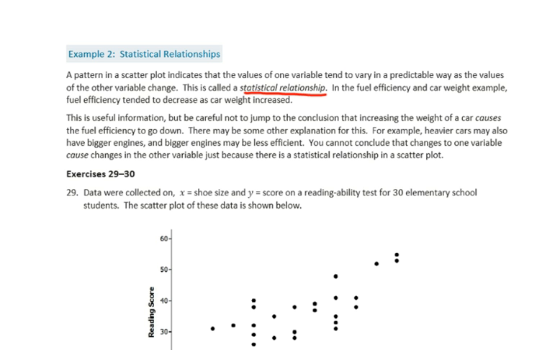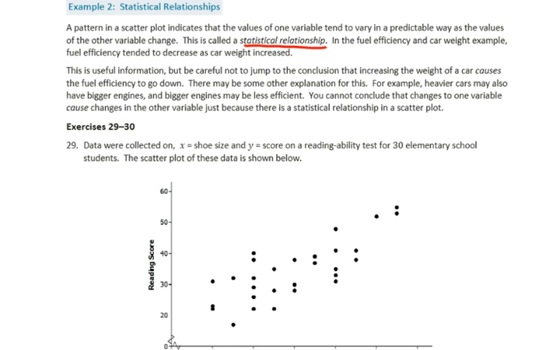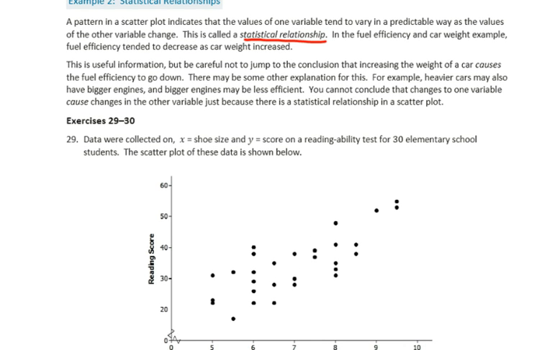So that's true, there is a relationship, but we're not sure exactly what it's from. There may be some other explanation for this. For example, heavier cars also usually have bigger engines, and bigger engines are less efficient. So just because the weight increases doesn't mean that the car is more fuel efficient. There's reasons behind that fuel efficiency.